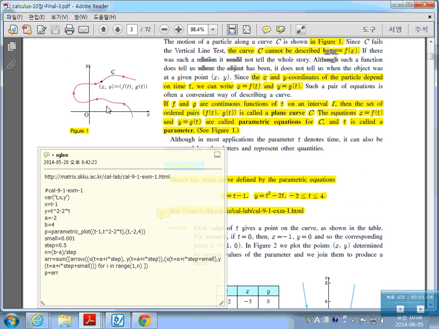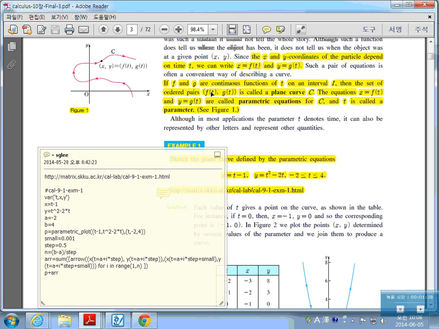As you see in figure 1, this curve C cannot be described by a function y equals f of x because it has two values at one value x equals a. So, since the x and y coordinates of the particle depend on time t, we may write x as a function of t and y as another function of t.